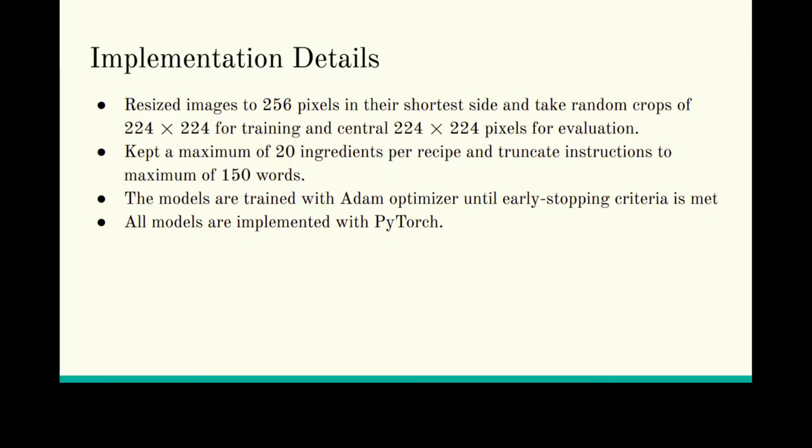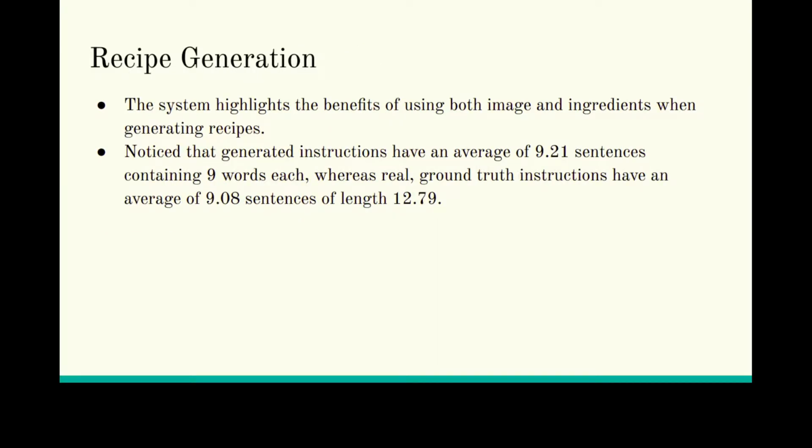Recipe generation. The system highlights the benefits of using both image and ingredients when generating recipes. Noticed that generated instructions have an average of 9.21 sentences containing 9 words each, whereas real ground truth instructions have an average of 9.08 sentences of length 12.79.